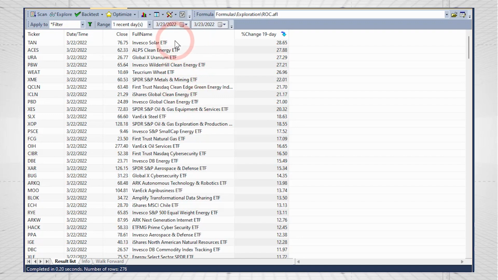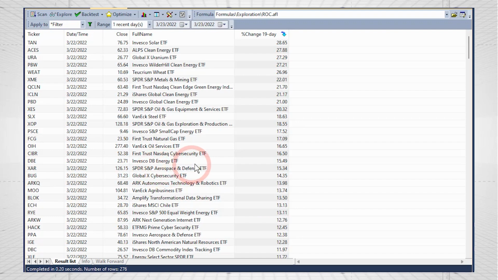And the first four are related to energy: solar energy, clean energy, and uranium, fossil fuel alternatives. Wheat is commodities. Metals and mining, that's mostly steel. That's commodities. More green energy. And then we get oil and gas and again steel. So we're getting a commodity theme.